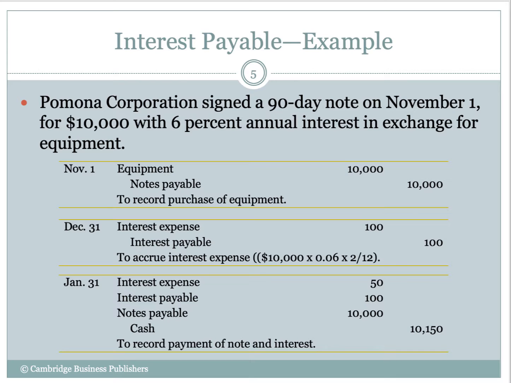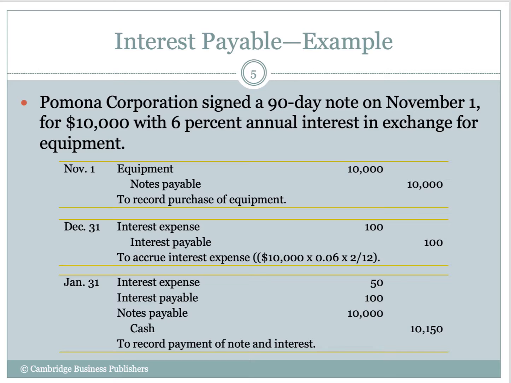We're going to credit notes payable instead of accounts payable, right? Remember, accounts payable are for a shorter period of time, 30 to 60 days. The fact that this is a 90-day note means it involves interest. We're going to credit notes payable, okay?